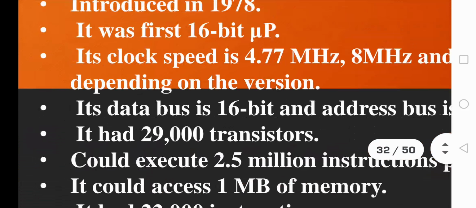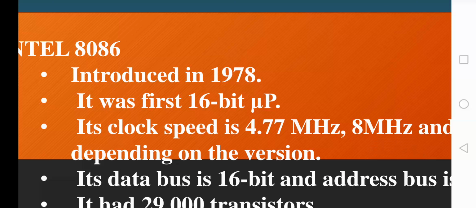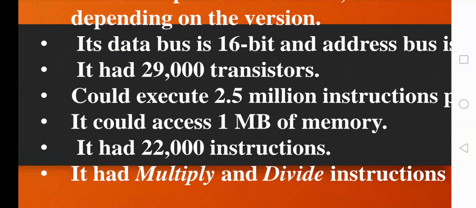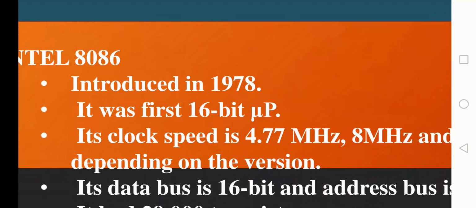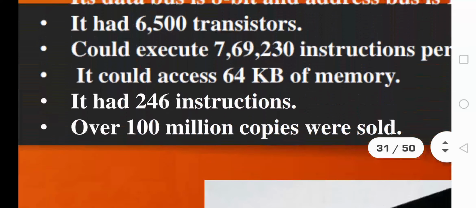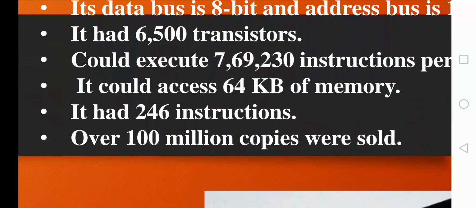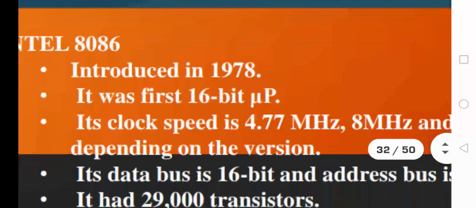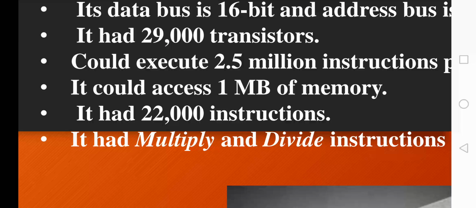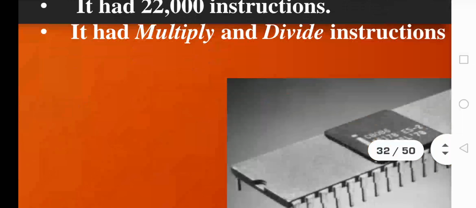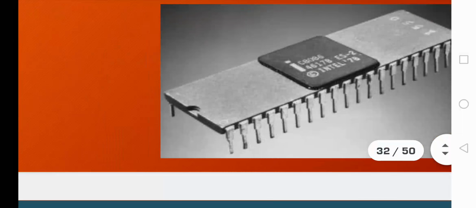And the 8086 processor has a rich collection of instructions, that is 22,000 instructions in this instruction set, and multiplication and division operations started to be performed from this 8086 processor. Till so far, that is till the 8085 microprocessor, we were not able to perform multiplication and division. Only after the invention of the 8086 microprocessor, arithmetic operations such as multiplication and division started to be executed. So this is the 8086 microprocessor.